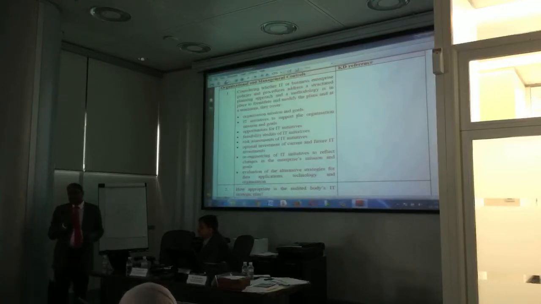So for overall audit risk, let us say the auditing organization says my findings will be 95% accurate. So 95% means 0.05 overall audit risk I will take.